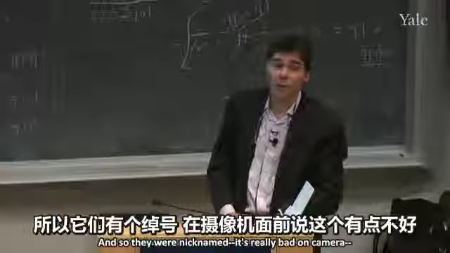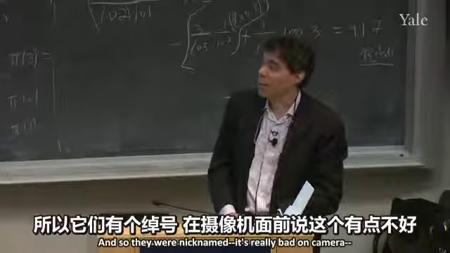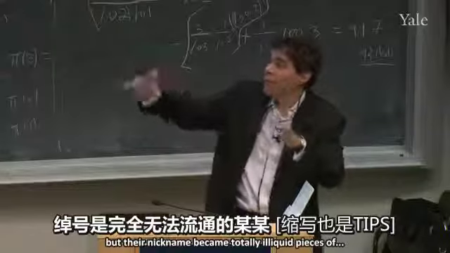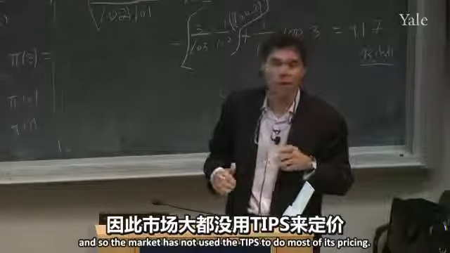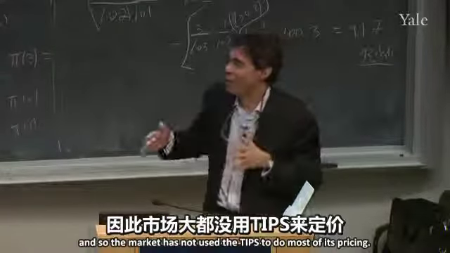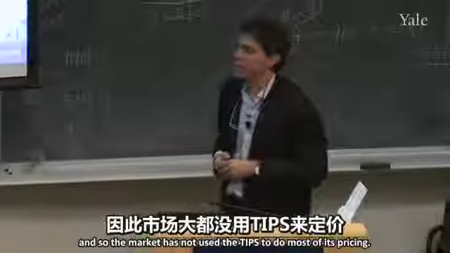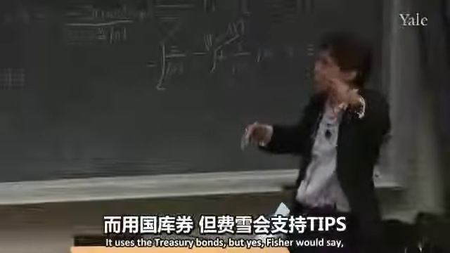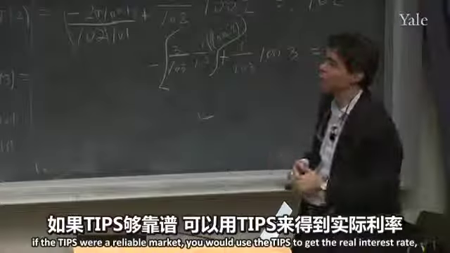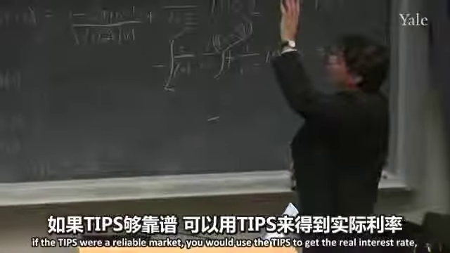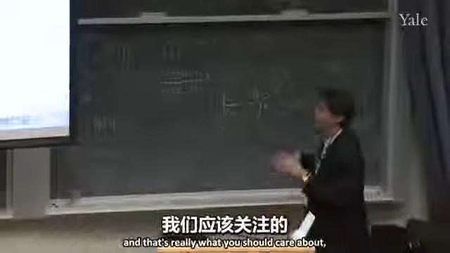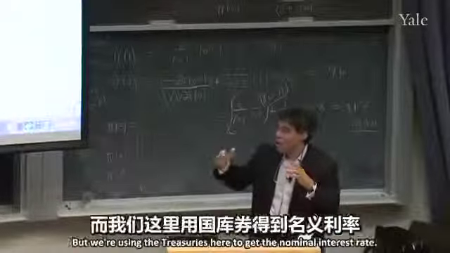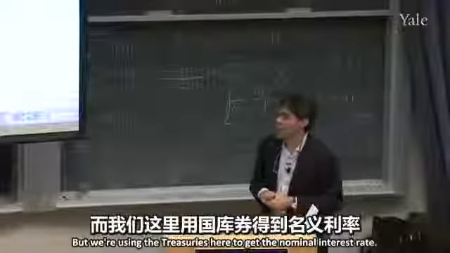And so they were nicknamed, it's really bad on camera, but their nickname became totally illiquid pieces of, and so that was, so the market has not used the TIPS to do most of its pricing. It uses the Treasury bonds. But yes, Fisher would say if the TIPS were a reliable market, you would use the TIPS to get the real interest rate, and that's really what you should care about, the real interest rate, not the nominal interest rate. But we're using the Treasuries here to get the nominal interest rate.